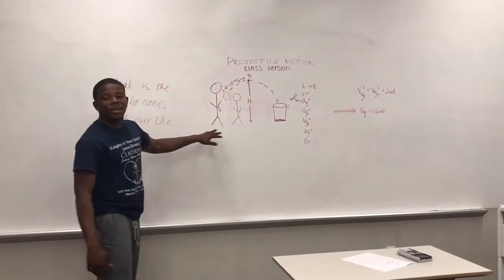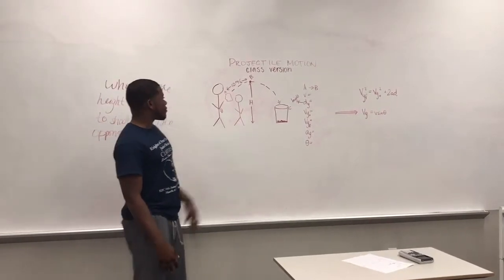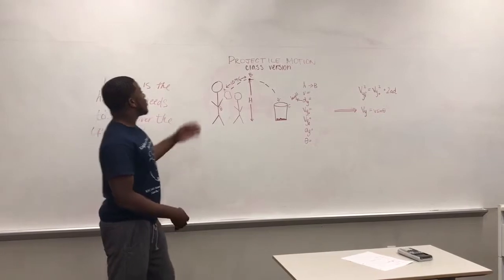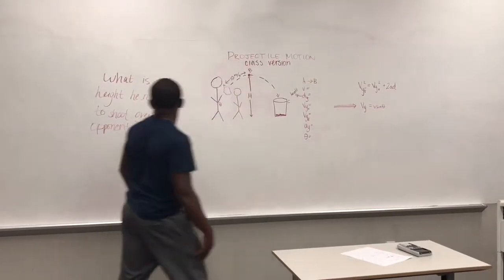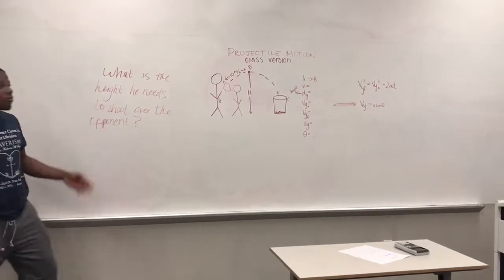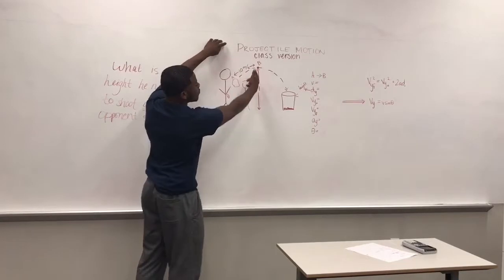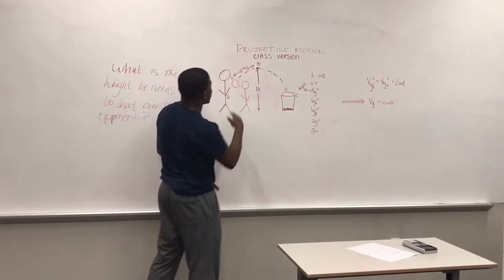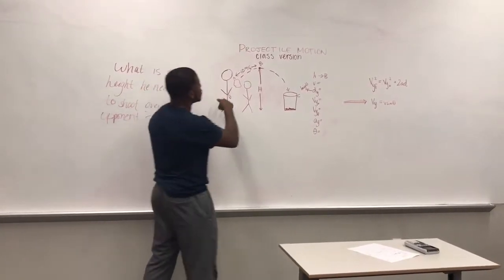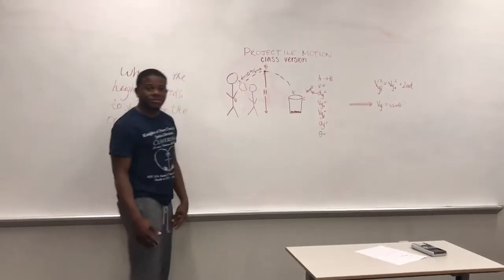Here you have John Barnes Jr. and Isaiah Johnson. We're going to use projectile motion to find the maximum height he needs to shoot over his opponent, who will be Isaiah. Right here, B is going to be the maximum. He's going to have 4 chances to shoot the ball into the proposed target, which is the trash.